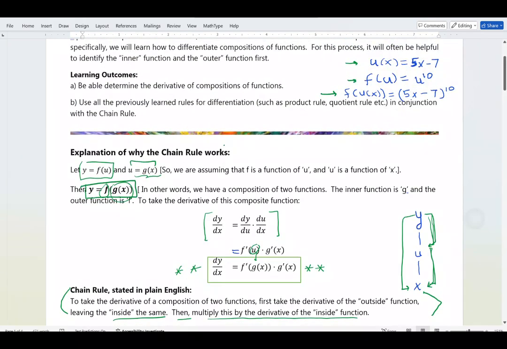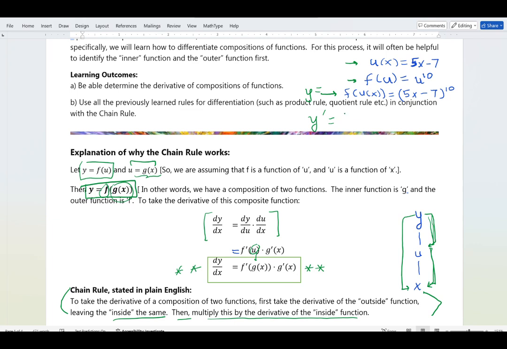And now we can revisit our example from the top. If you had something of the form (5x minus 7) to the 10th power, what would the derivative be? Let me just say y equals (5x minus 7) to the 10th. What would be the derivative of that function?